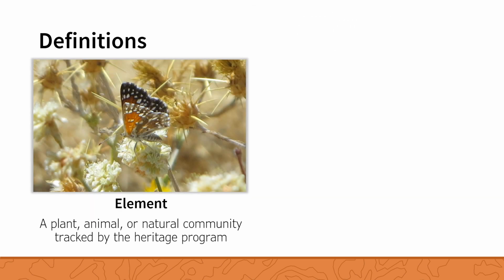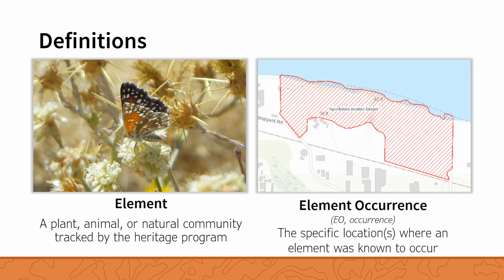In review, an element of biodiversity is a plant, animal, or natural community tracked by a heritage program. Most elements are plant or animal species, but since heritage programs also track natural communities, we refer to all the entities we track as elements. An element occurrence, also called an EO, or an occurrence, is a specific location where an element's been known to occur. We don't map repeat visits to a site as overlapping features. Such information becomes summarized into an element occurrence. We modify EOs as new data is received for a site, so EOs can change in size and shape over time.